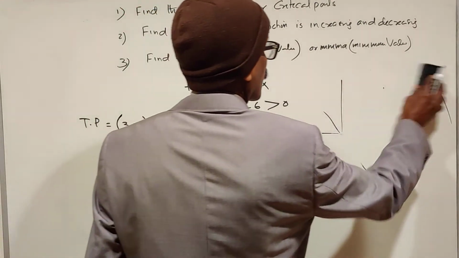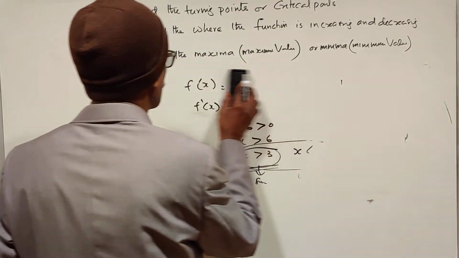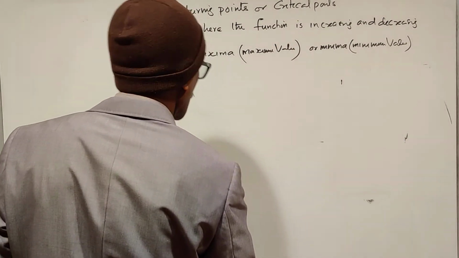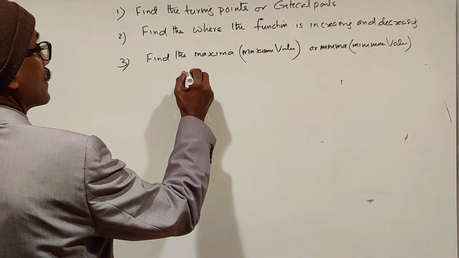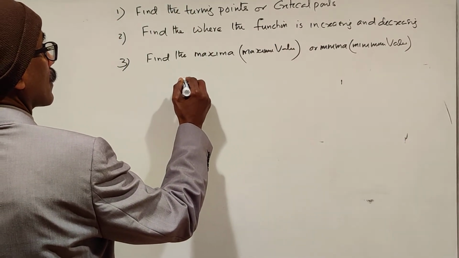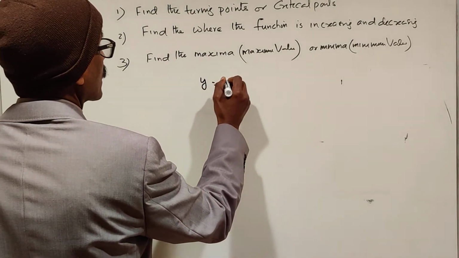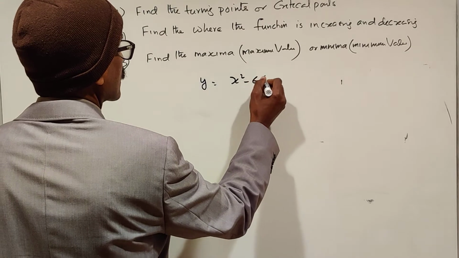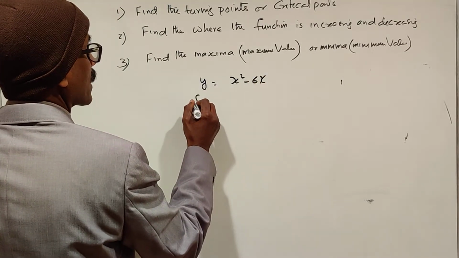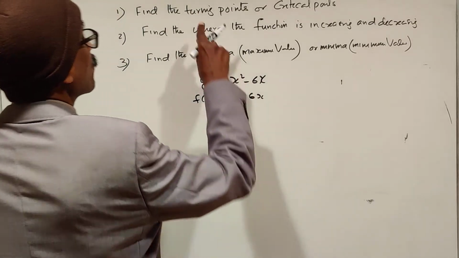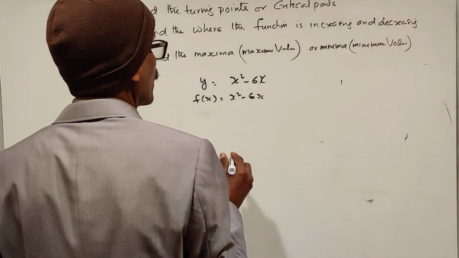Okay, one more time I'm going to explain this problem. The question: y is equal to x square minus 6x, or f(x) is equal to x square minus 6x. First we need to find the turning points. How can you find the turning points?